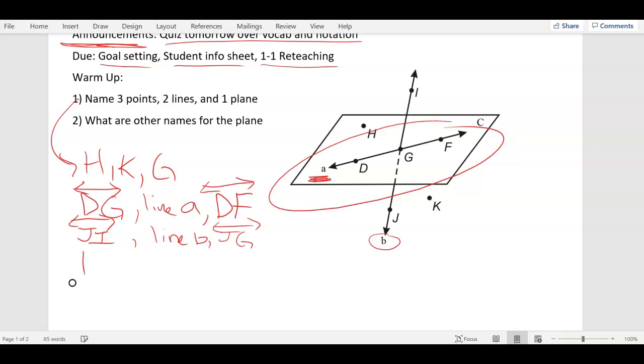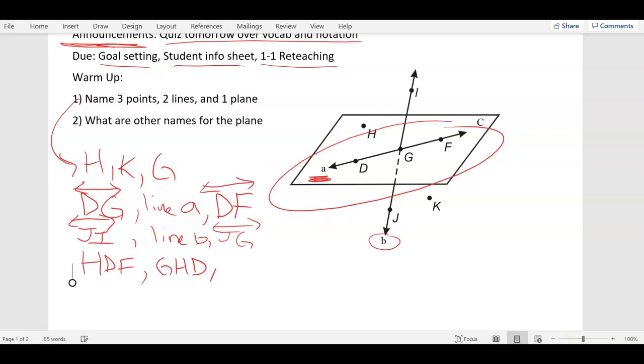H, what else? HD, okay, HDF is the plane, okay? We can pick another, okay, same plane. Give me three more points. G what? GHD, okay?